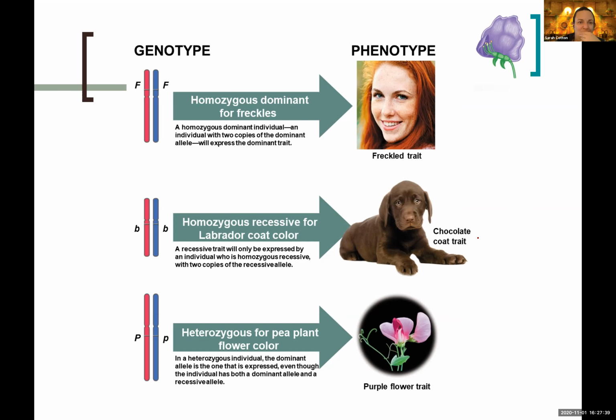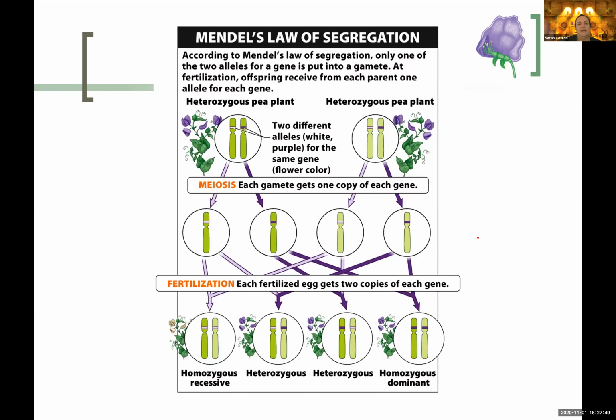Okay, so this is just helping you understand genotype and phenotype. What does it mean to be homozygous dominant, homozygous recessive, heterozygous, and so on. So it's reviewing the stuff that we've been talking about. Okay, here's a graphic from another book that walks you through the law of segregation.